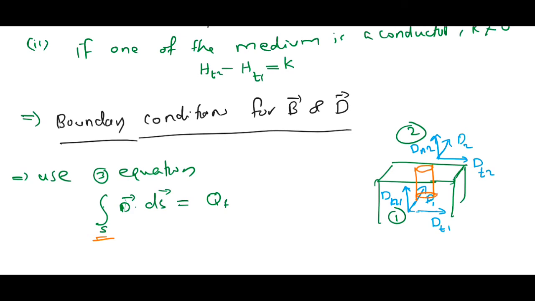If I draw it separately for more clarity, this is a boundary and here I construct my pillbox. This is called a pillbox, and this is the area vector dS of this pillbox. Here the area vector is perpendicular to the surface of the area.